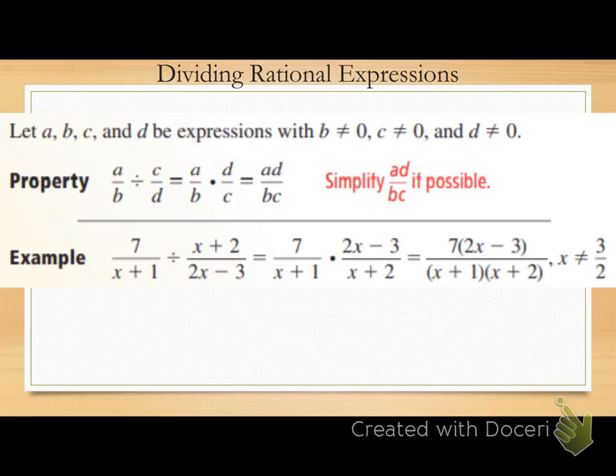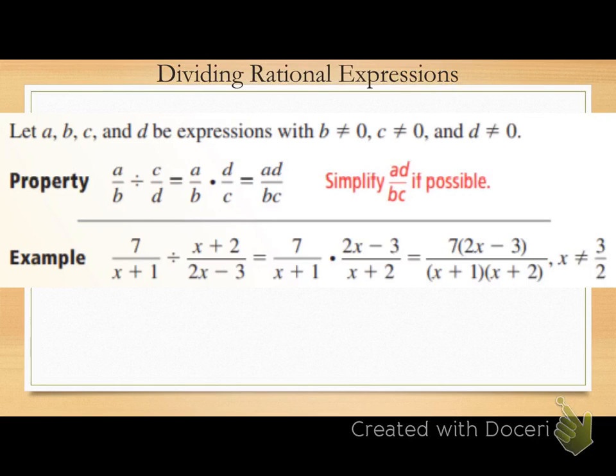So there's an example here that they give us. We got 7 over x plus 1 divided by x plus 2 over 2x minus 3. It's a rational expression divided by a rational expression. To divide them, keep the first one the same. So I keep it as 7 over x plus 1. You flip the second one. You take the reciprocal of it. So instead of x plus 2 over 2x minus 3, I get 2x minus 3 over x plus 2. Change from division to multiplication.